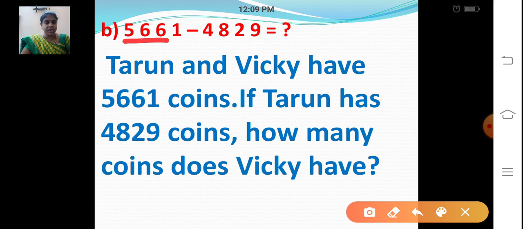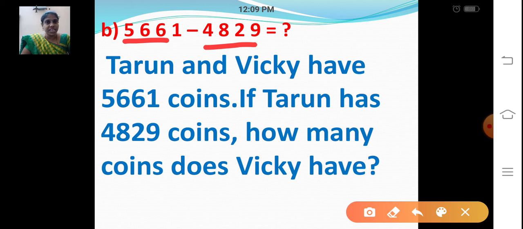Tarun and Vicky have 5,661 coins. Both Tarun and Vicky have how many coins? 5,661. If Tarun has 4,829 coins, same way as the dinner set, we know the total and we know how many coins Tarun is having, and to find out how many coins Vicky was having, we just have to subtract, right?